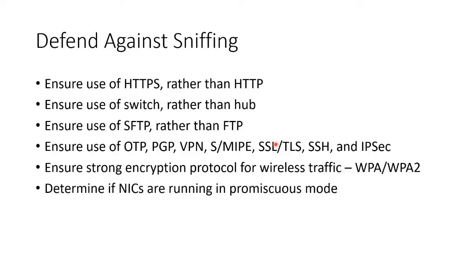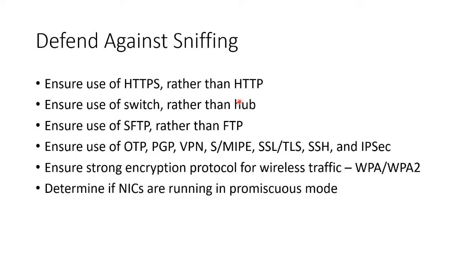So how do we defend against sniffing? You need to hunt for promiscuous mode NICs, and that's really what you have to do. So let's talk about sniffing countermeasures. You could simply encrypt things, and that just kind of puts an end to the effectiveness of sniffing. So HTTPS rather than HTTP, SFTP rather than FTP. Use the encrypted version of email.